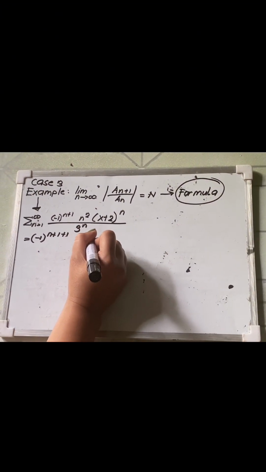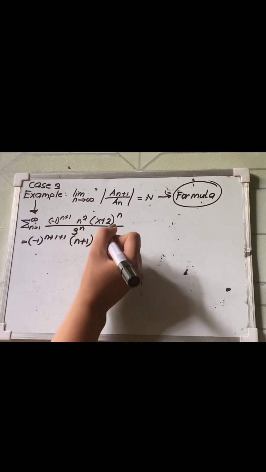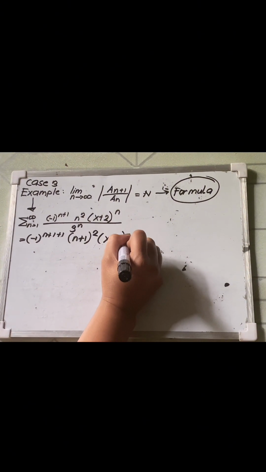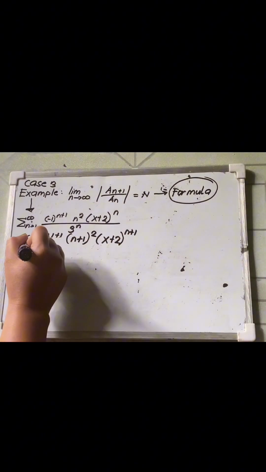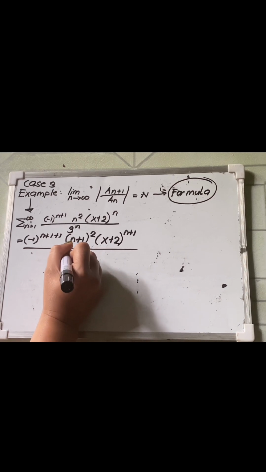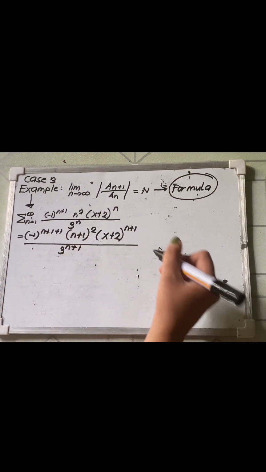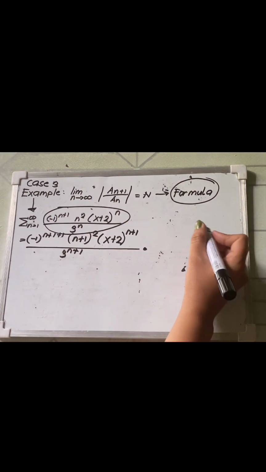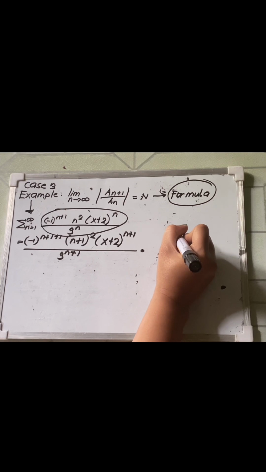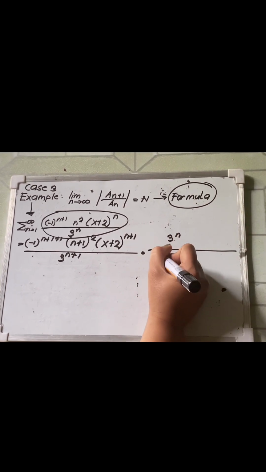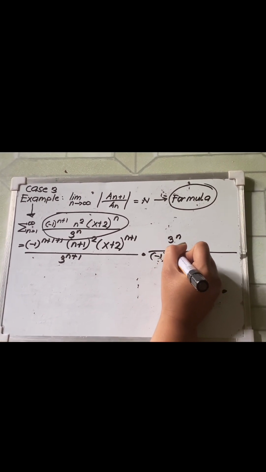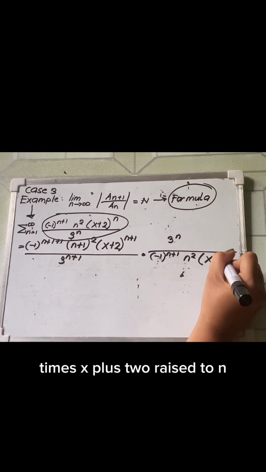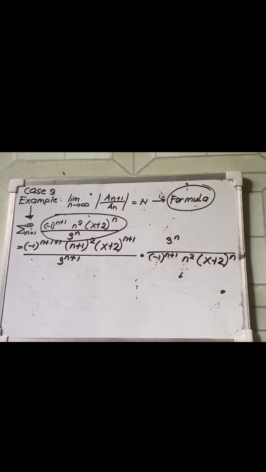We have negative 1 raised to n plus 1 plus 1, then n plus 1 squared times x plus 2 raised to n plus 1, all over 3 raised to n plus 1. Then multiply by the reciprocal of a sub n. So we have 3 raised to n all over negative 1 raised to n plus 1 times n squared times x plus 2 raised to n.